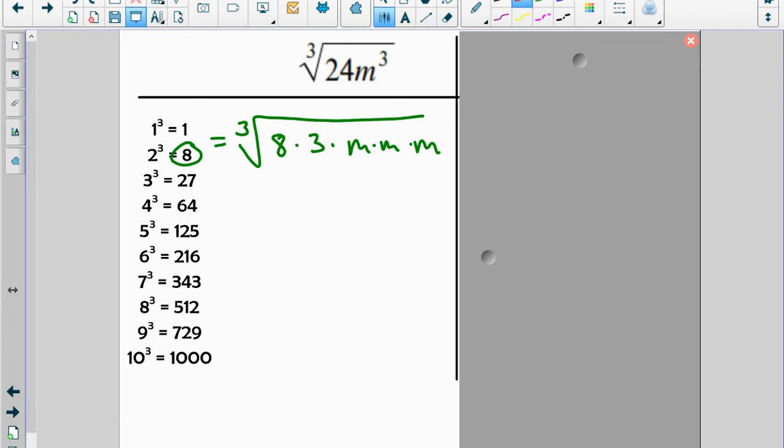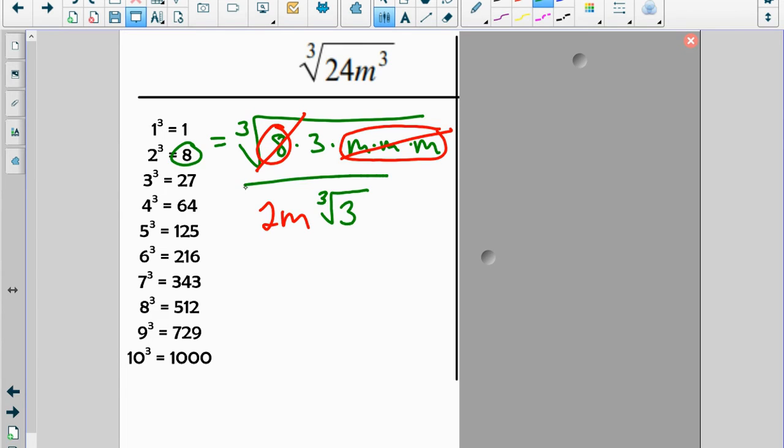Now let's look for perfect cubes. We said 8's a perfect cube. So since 2 times 2 times 2 equals 8, the cube root of 8 is 2. And since m times m times m is m cubed, the cube root of m times m times m is m. And what's left over that I couldn't simplify is still that 3. So I have the cube root of 3 as my radical part. So 2m times the cube root of 3 is my simplified form.